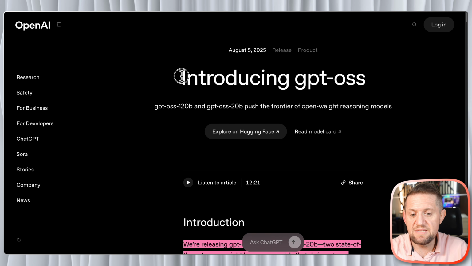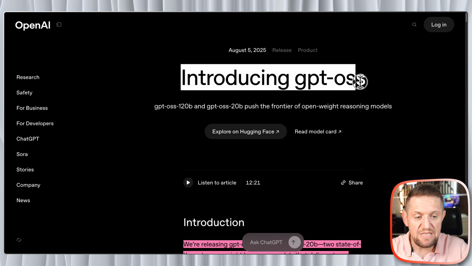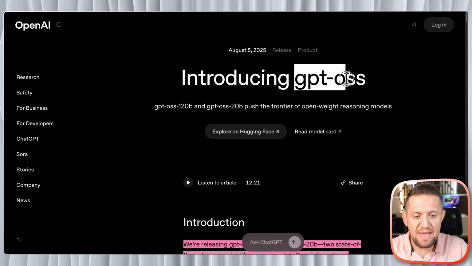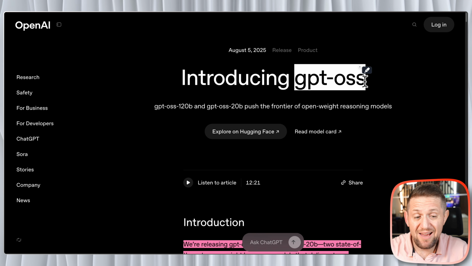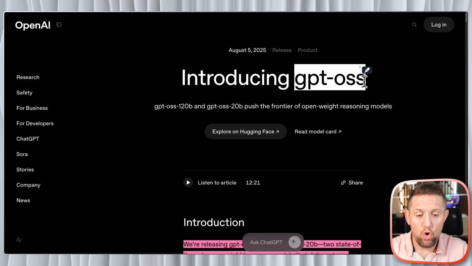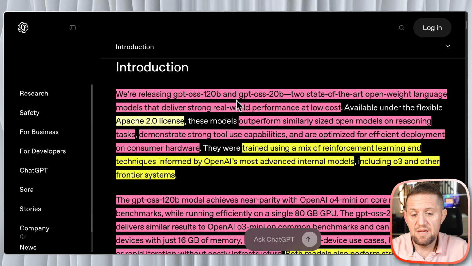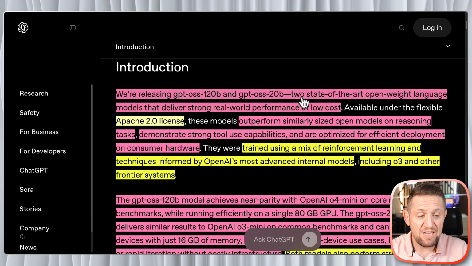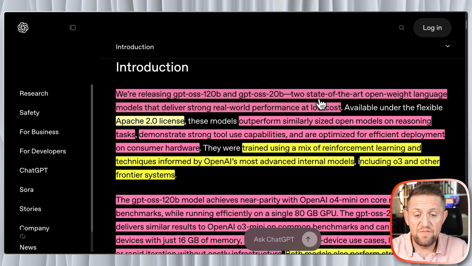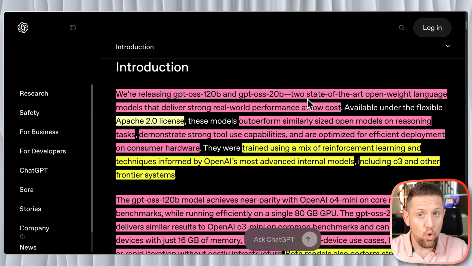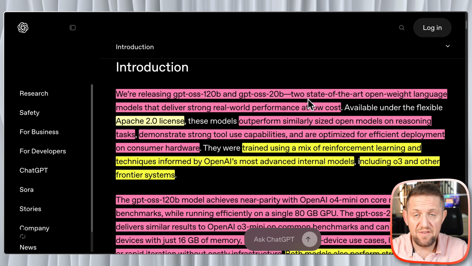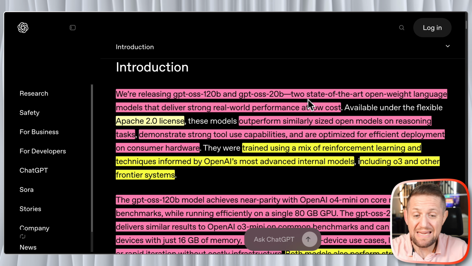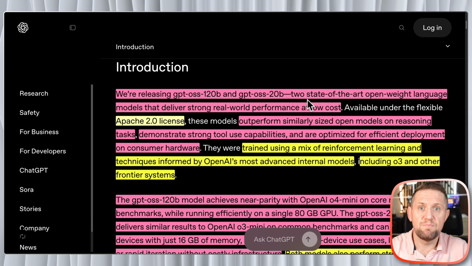Okay, so this is the introduction page for GPT-OSS. I don't know how you should pronounce it, but this is the name of the family of models that OpenAI just released and made open source and open weights. They have released two models, the GPT-OSS 120B and the OSS 20B, both state-of-the-art open weight language models that deliver strong real-world performance at low cost. Both are available under the flexible Apache 2.0 license, and we're going to look at what that means in a second. But this is the license that these models are going out with.